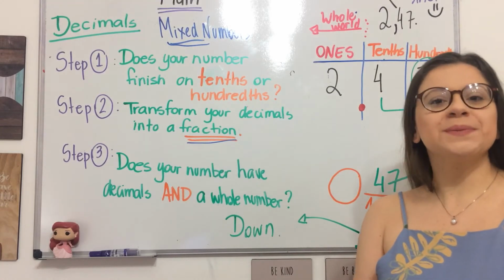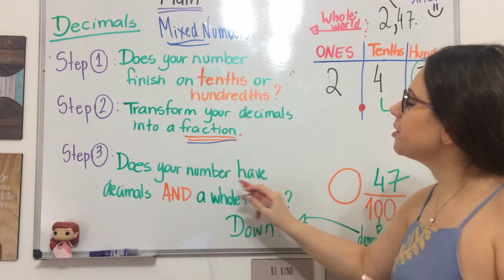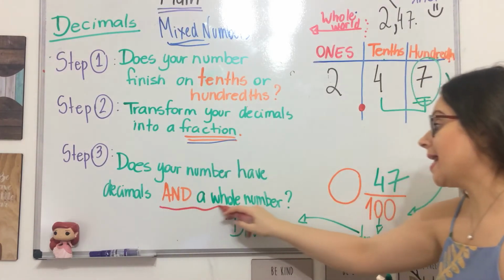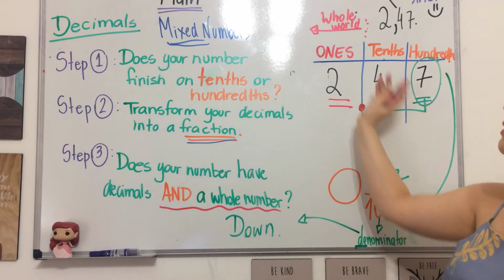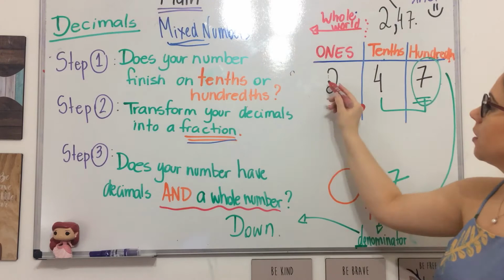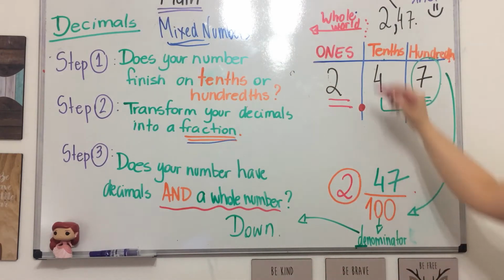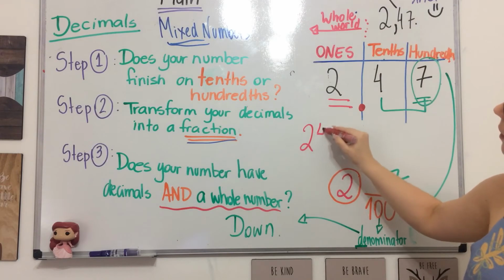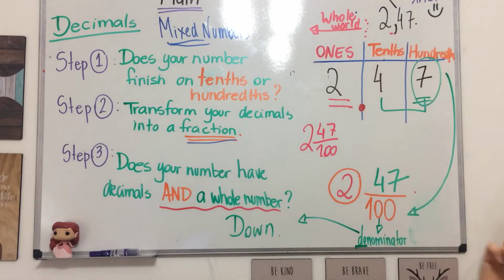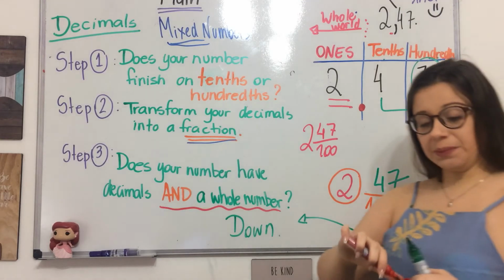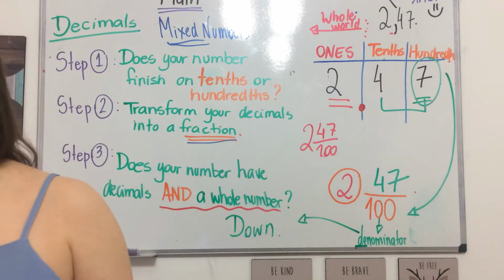Very simple, right? And then, step 3. Does your number have a decimal and a whole number? Yes, our number has a number in the whole number world, 2. So this is the mixed number for this decimal over here. Simple, right? You just have to follow the step by step.